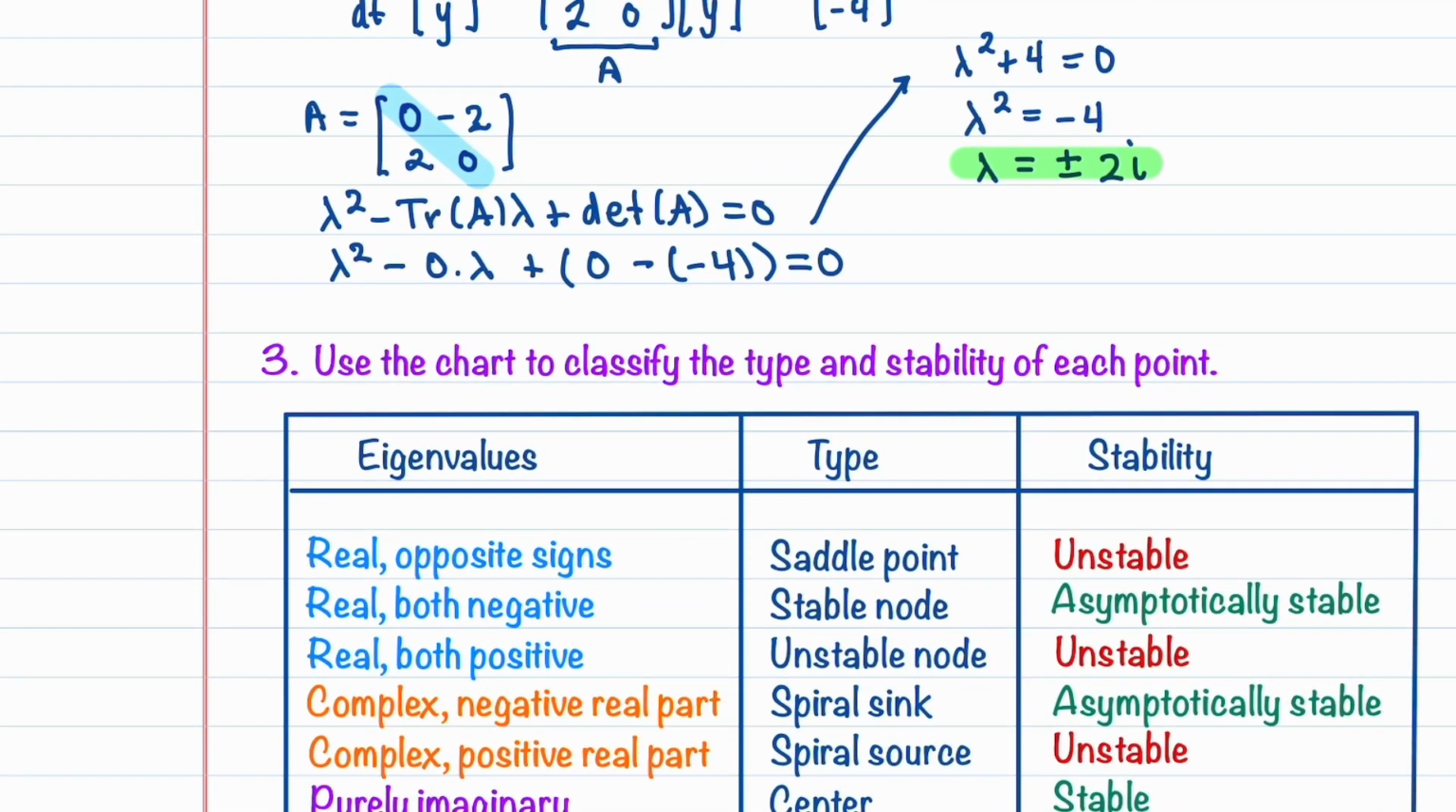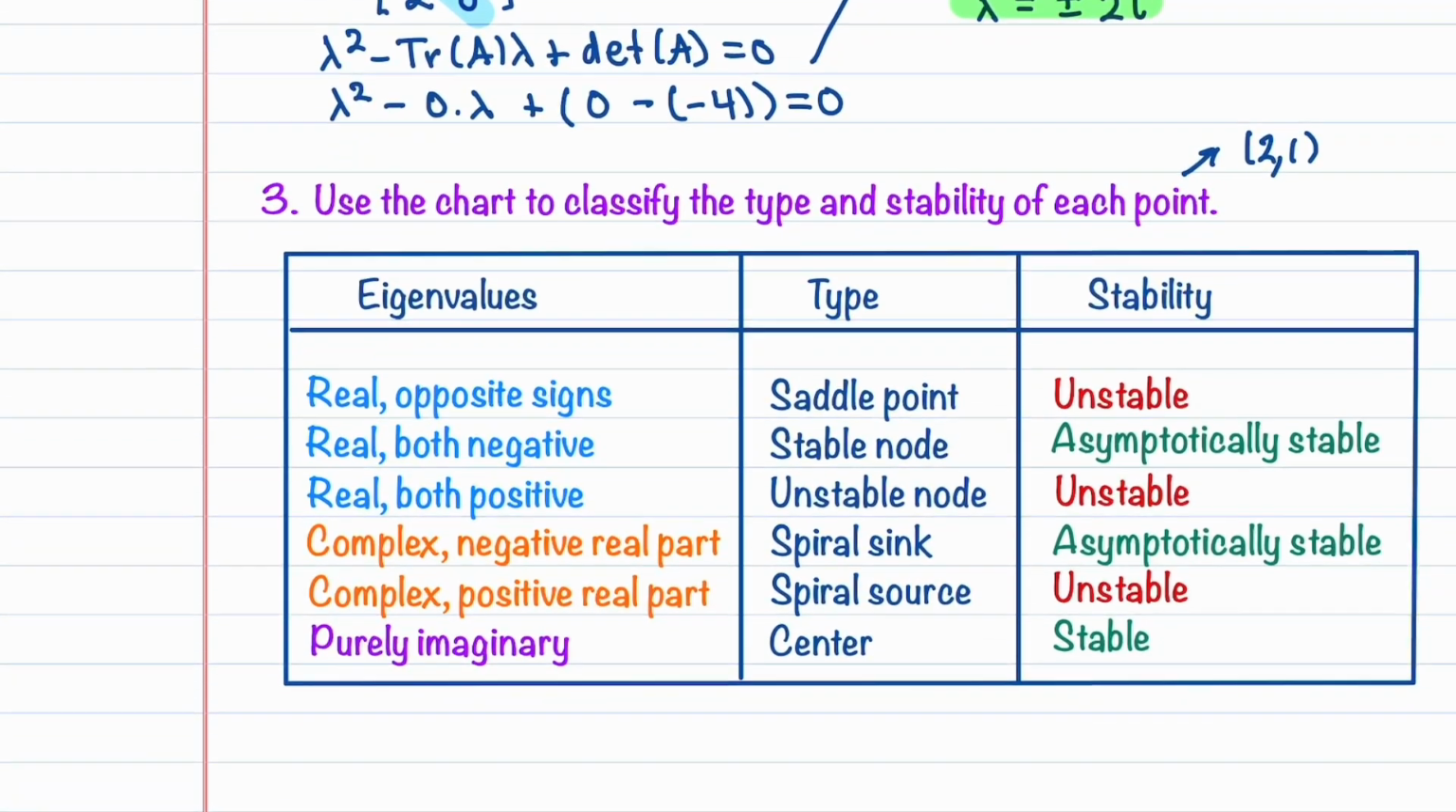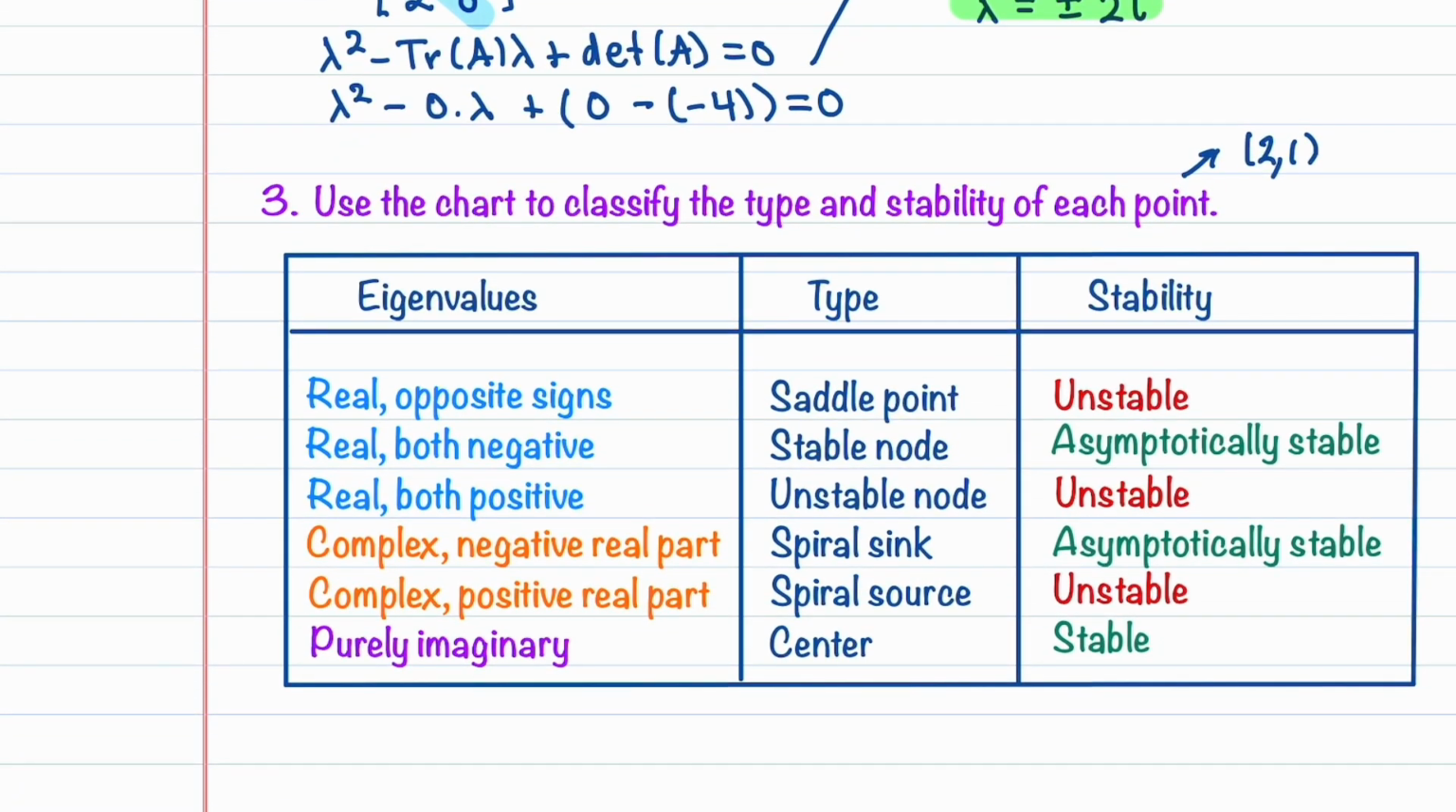Let's now classify our critical point. Our critical point is the point (2, 1). We need to find in our chart where we have purely imaginary. It's right down here. That means our critical point is going to be a center, and it is stable, not asymptotically stable. Down here, I'm going to write our classification. Our critical point is a stable center.